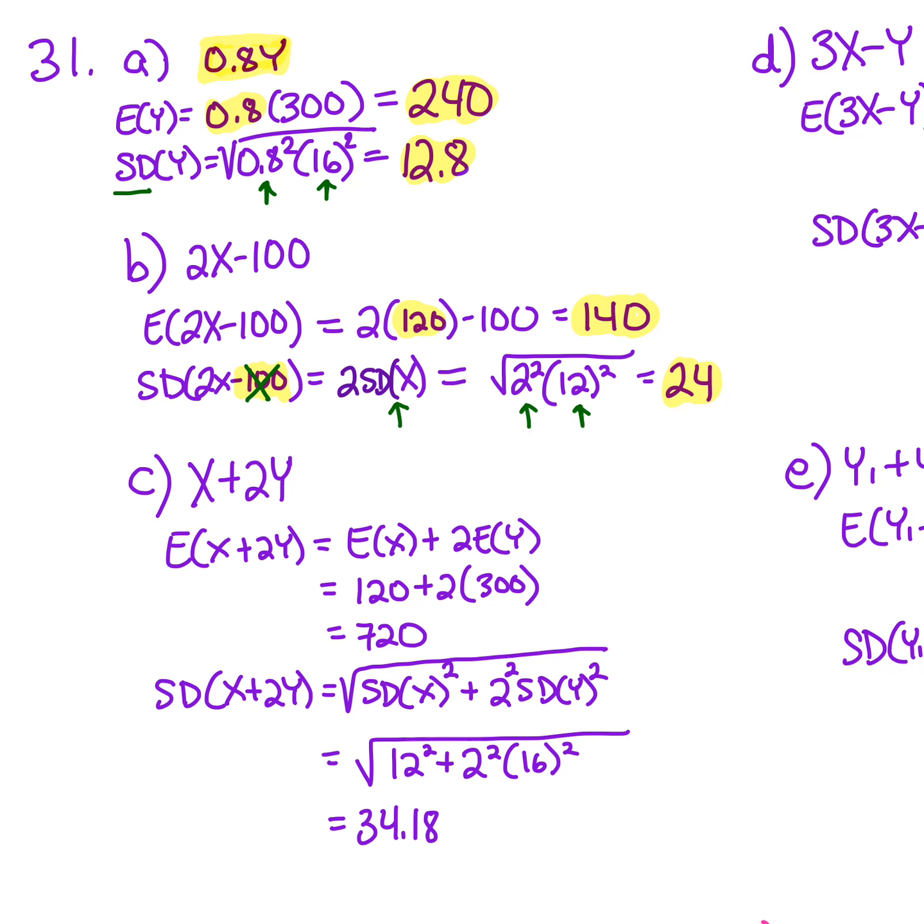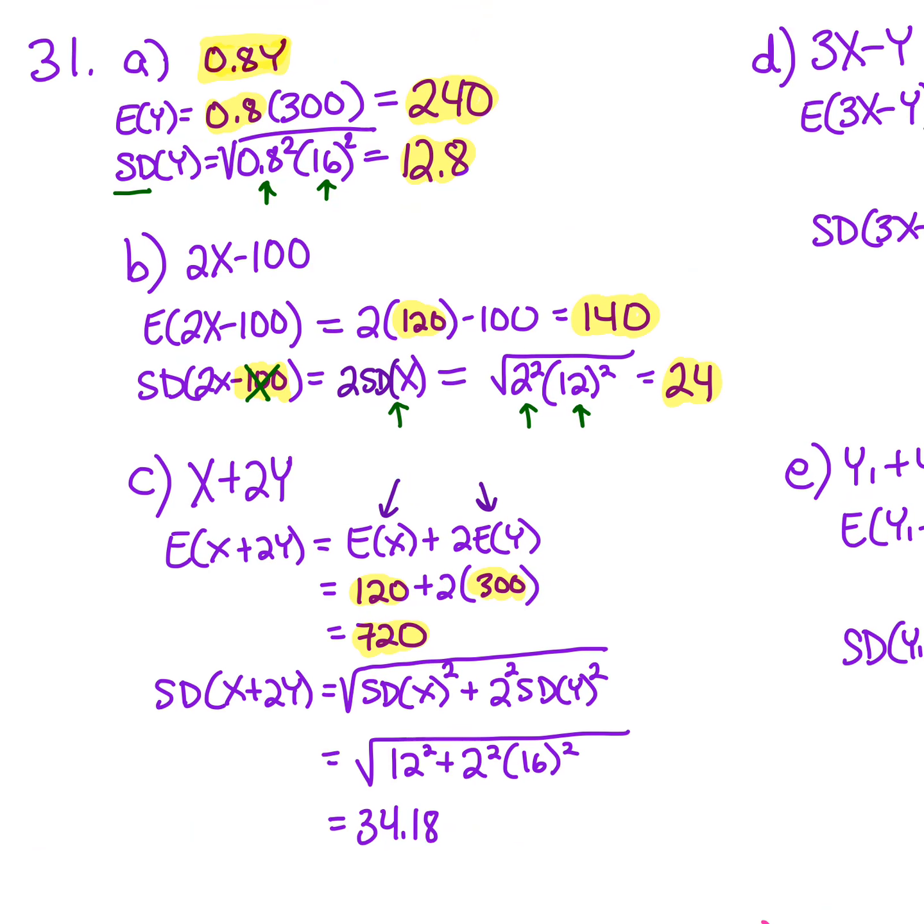On part C, we are going to be adding 2 different means to each other and then 2 different standard deviations to each other. When we add 2 different means to each other, we have the expected value of x and then the expected value of y, and then they want us to multiply 2 by that expected value of y. So we simply do 120 plus 2 times 300 because those were the means in the problem. And then you get 720.